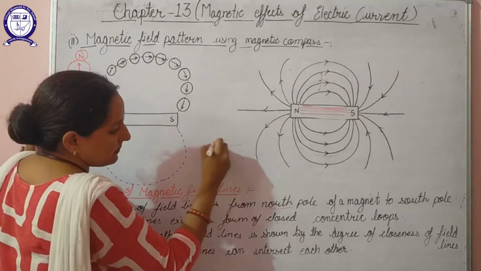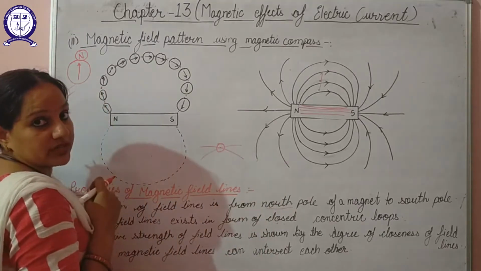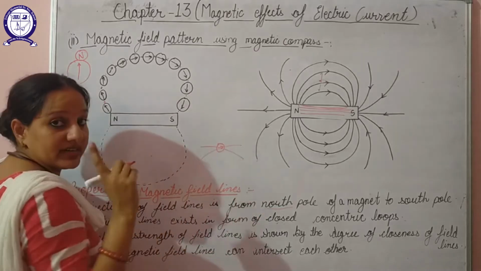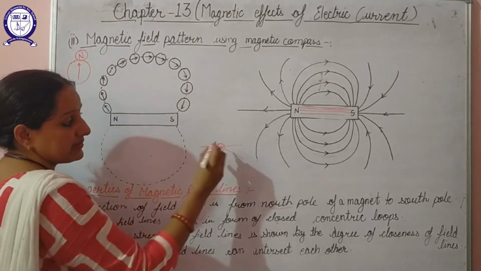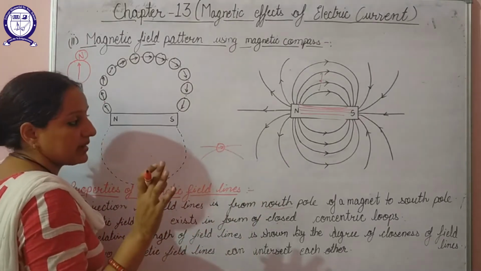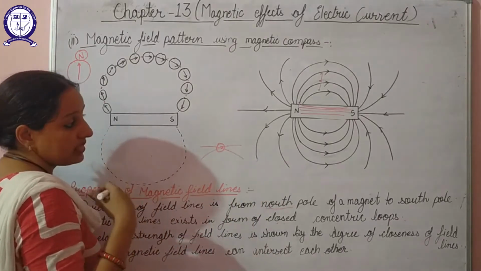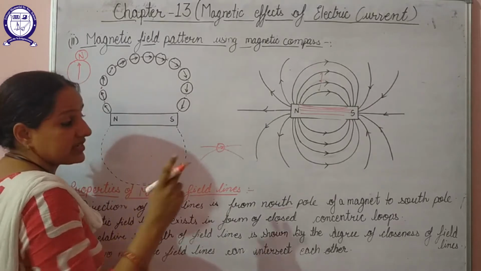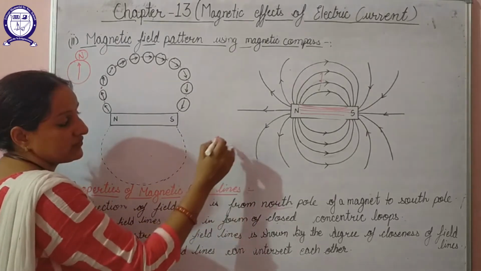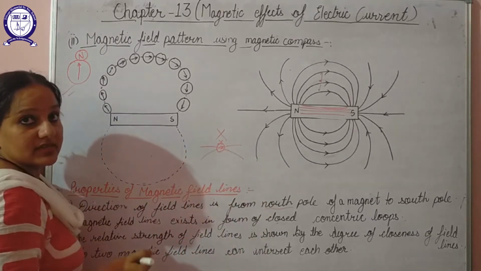If you place a magnetic compass at this point, we know that at one time a compass can point towards only one north direction. That means two different directions, it's not possible for a magnetic compass to specify two north directions at one point. Hence we can conclude that two magnetic field lines can never intersect each other.